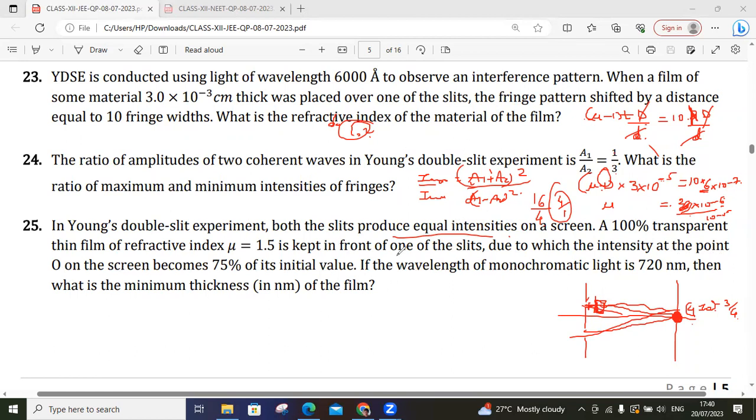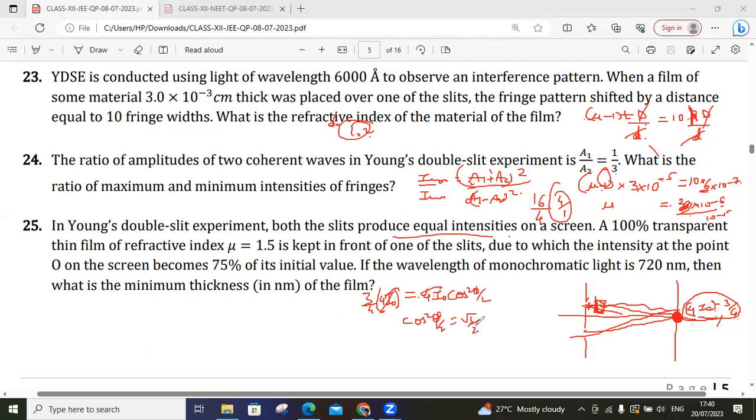Earlier path difference was 0, but now some path difference is introduced, which is equivalent to this phase difference. And so we will see for what phase difference this intensity will come. So 3 by 4 of 4 I naught is the new intensity, and intensity after interference is 4 I naught cos square phi by 2. 4 I naught cancels. So cos square phi by 2 is equal to 3 by 4.